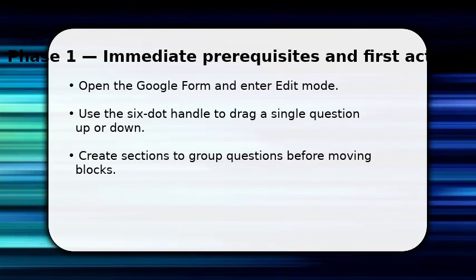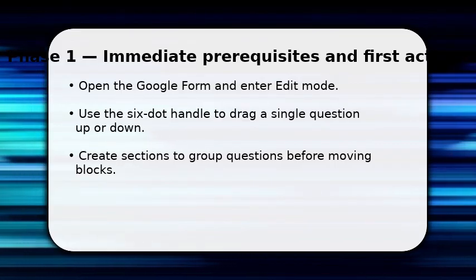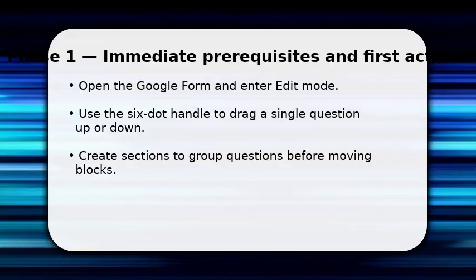Make sections when you plan to move several questions together. Sections act like movable folders, so you'll only need to relocate one block instead of many. This saves time and keeps flow intact. Also, make sure to name sections clearly. That helps you spot where to drop content as you rearrange the form.